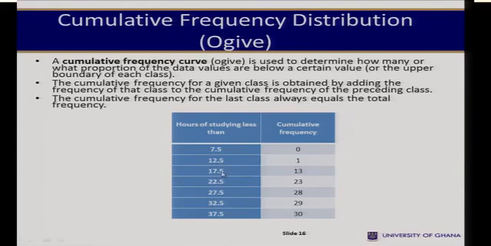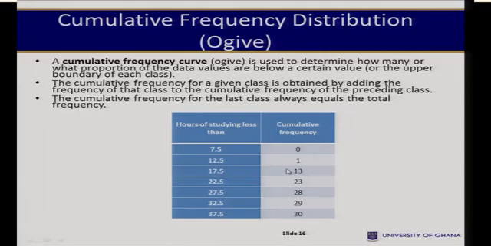So when you add 0 to 1, it gives you 1. Now when you go to the next class, which is 13 to 17, the frequency in that class, as you noted earlier, was 12. But we are adding the cumulative frequency of the class preceding it, which is 1. So 12 plus 1 gives us 13.